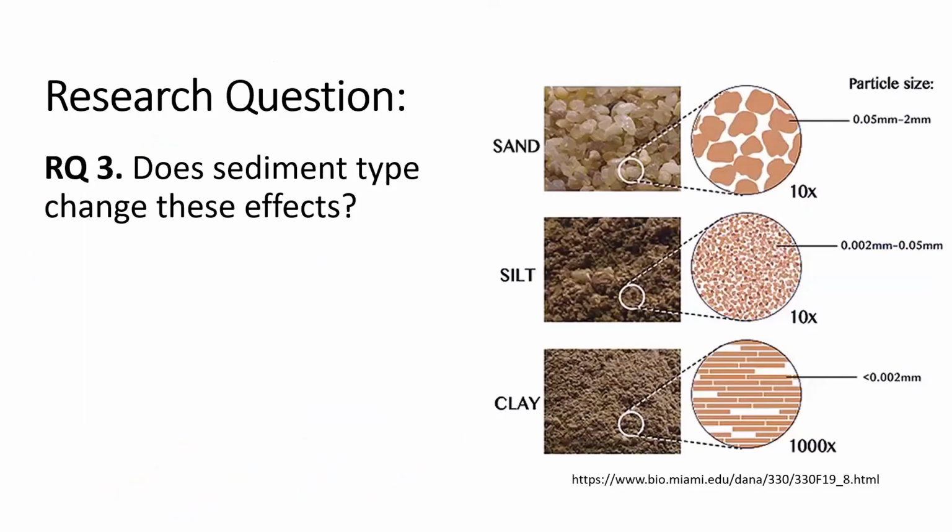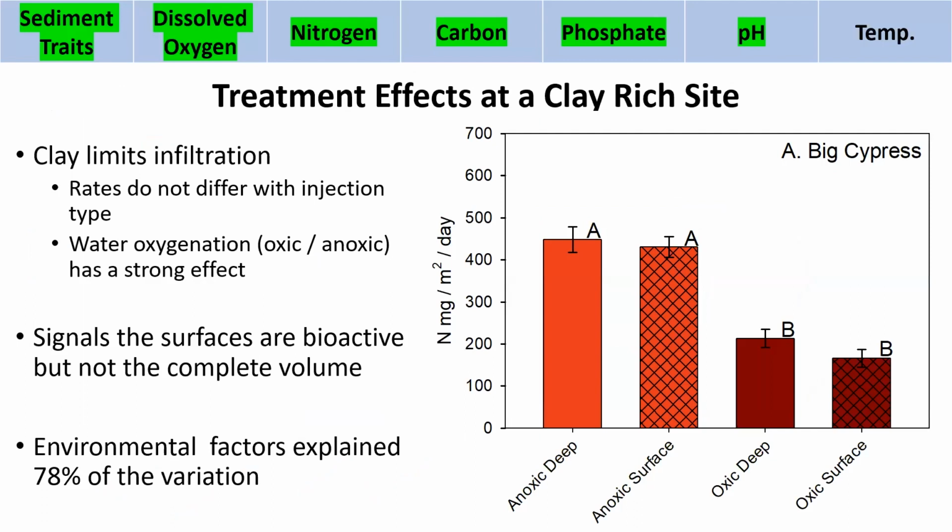But how does this change with sediment type? Specifically, at a clay-rich site, we found that the clay ultimately limits infiltration, and our rates no longer differ with injection type. We do, however, see strong differences based on the oxygenation of the sample, the oxic versus anoxic. And this signals that the microbial communities here are very biologically active on the surfaces of the sediment, but the water is not infiltrating the entire volume.